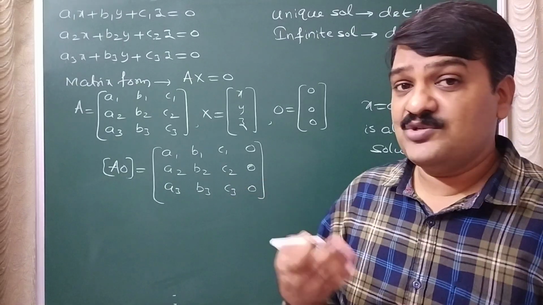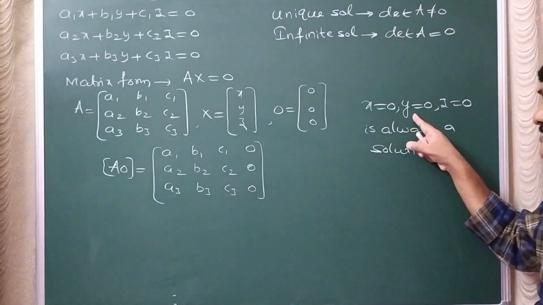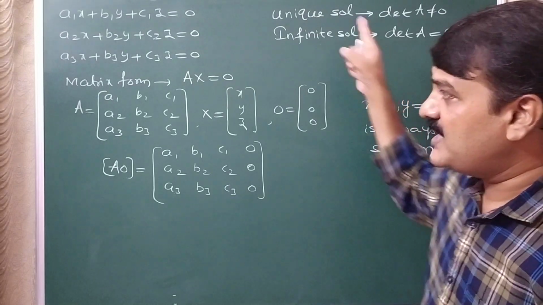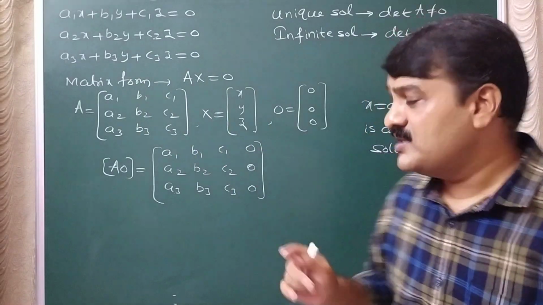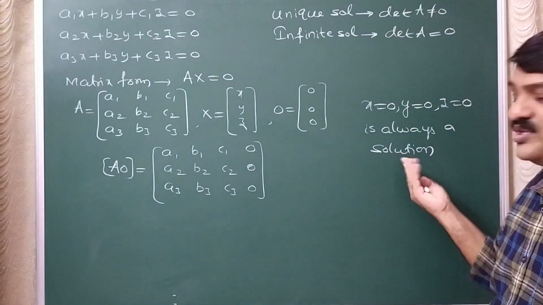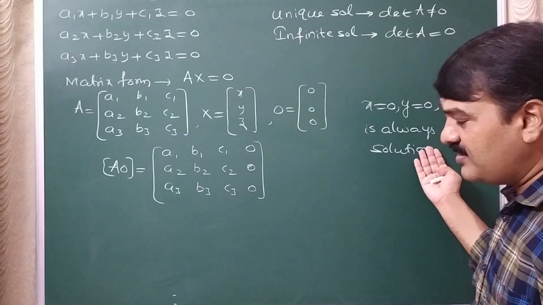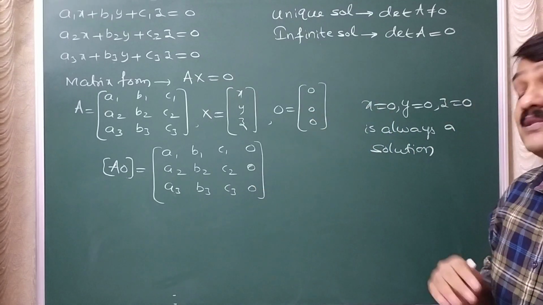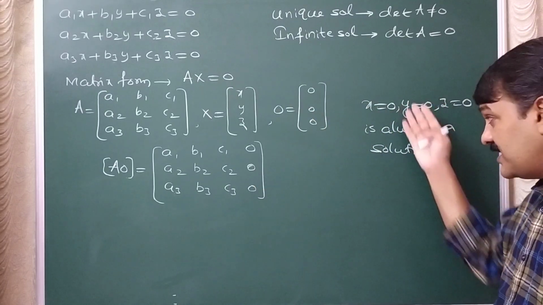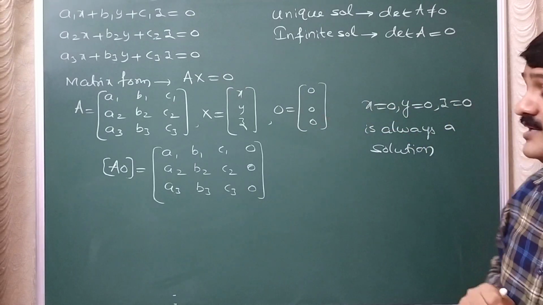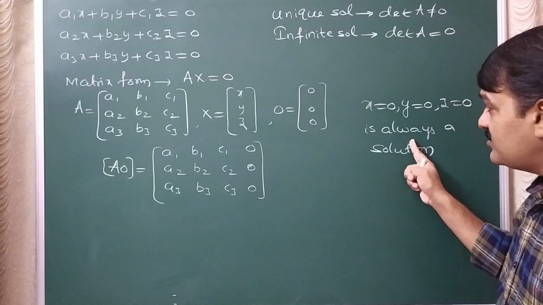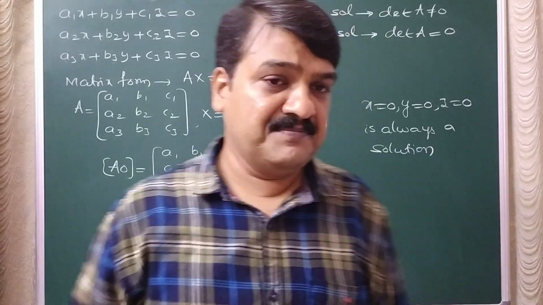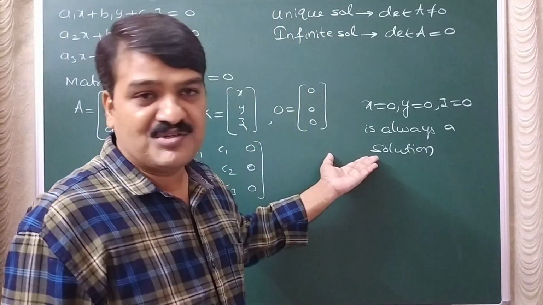If the system has a unique solution, this is the solution, because this is always a solution. If the system has only one solution, this is going to be the solution automatically. Unique solution means this only. If the system does not have a unique solution, that means that other than this, more solutions will be available. So when the system has infinite solutions, along with this solution, the system has more solutions. Unique solution means this is always the solution.